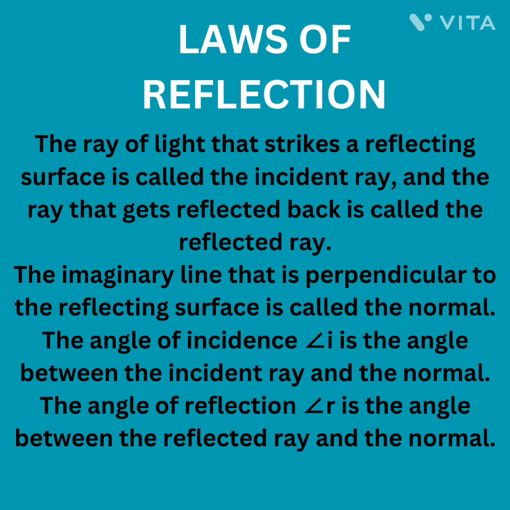the ray that gets reflected back is called the reflected ray. The imaginary line that is perpendicular to the reflecting surface is called the normal. So there is a perpendicular line between the reflected ray and the incident ray, and this is called the normal. The angle of incidence is the angle between the incident ray and the normal. And what is the angle of reflection? The angle of reflection is the angle between the reflected ray and the normal.